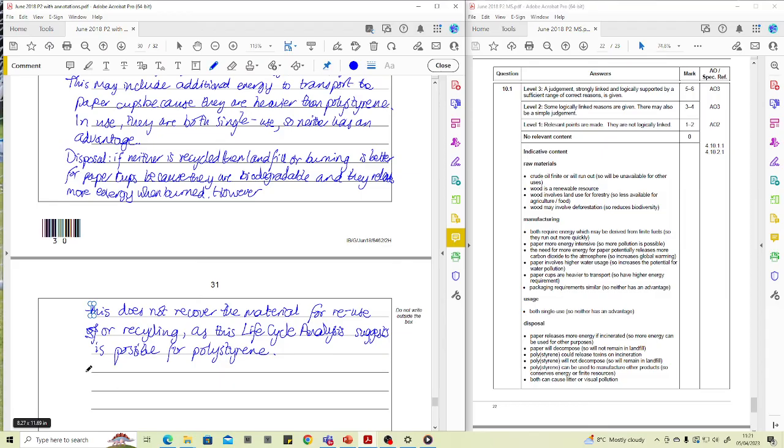Okay, and then also about disposal, is there anything? They both cause litter, they both cause pollution, so they both cause damage of the environment as unsightly litter. Litter that causes high transport costs for disposal.